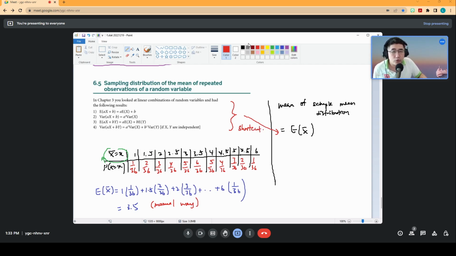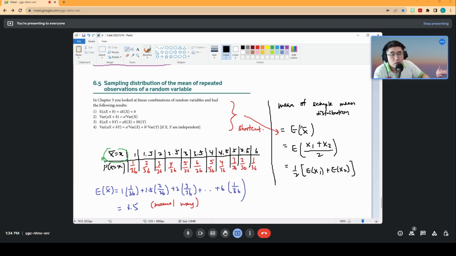Okay, how do we actually use this to calculate shortcuts? Of course, from the manual way, I already managed to get 3.5. But in order to do the manual way, I have to do a lot of things, a lot of structure here. So the expected value of bar x, where bar x is x1 plus x2 over 2, is 1 over 2 of expected of x1 plus expected of x2.